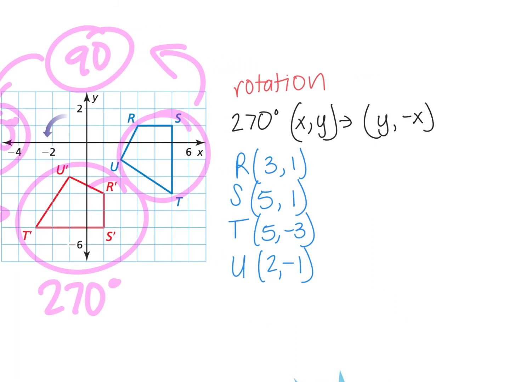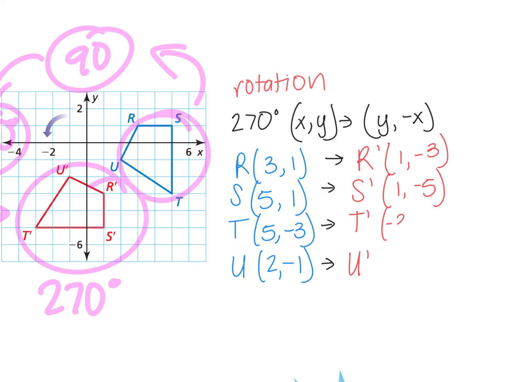So using the rule, all you have to do is switch them and change the sign of your x. So just writing what they would be. Again, don't forget the apostrophe. This would be (1, -3). This would be (1, -5). This would be (-3, -5). And this would be (-1, -2).